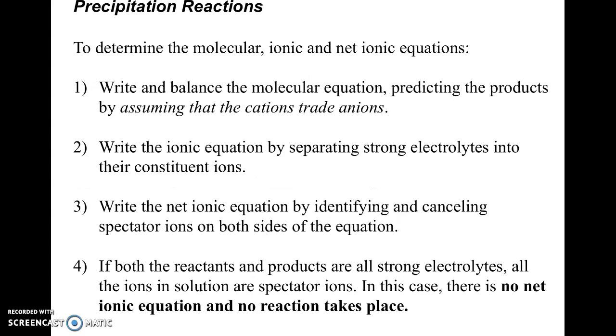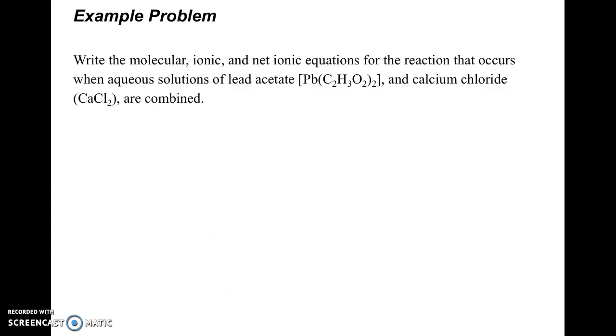So here's a list of directions on how to determine molecular, ionic, and net ionic equations. And if all of your ions are spectator ions, then no reaction takes place at all. And then here's another example we will talk about further later on. And now we're ready to go on to the next part of Chapter 9.